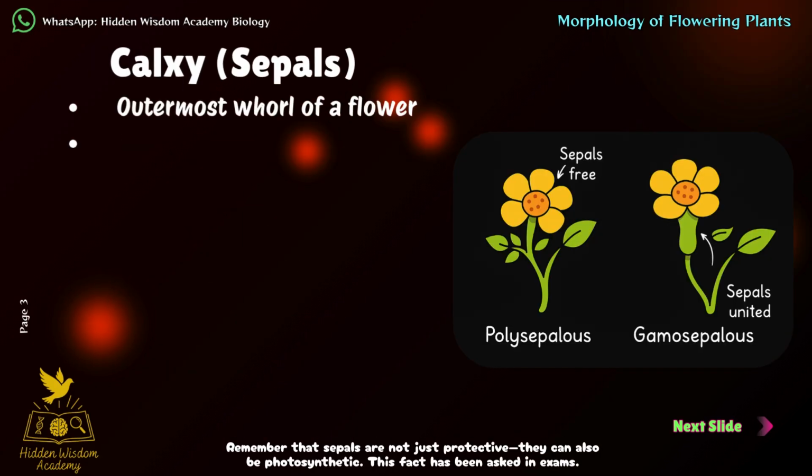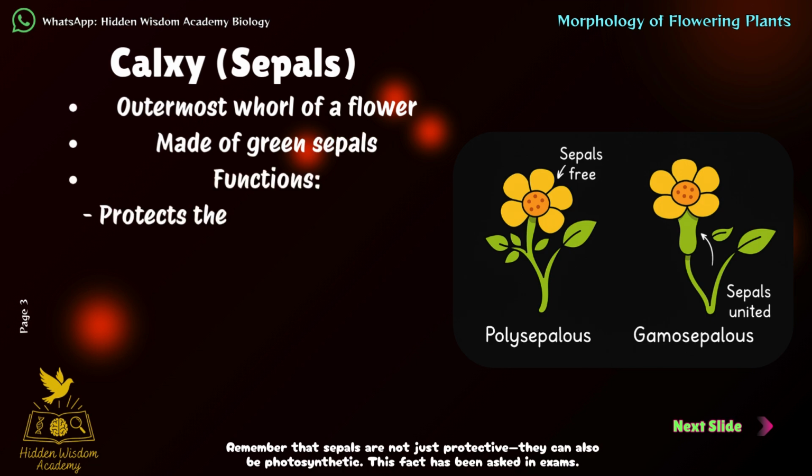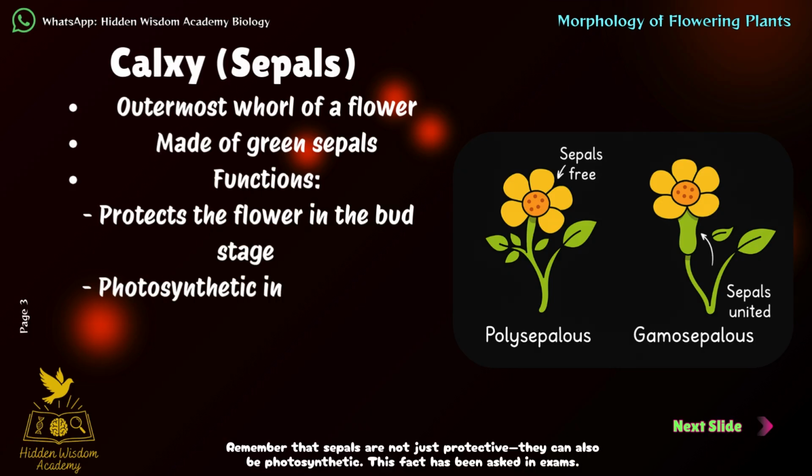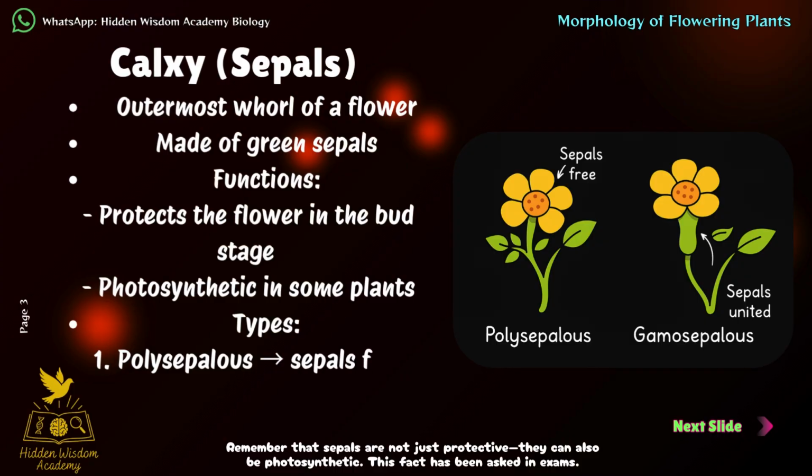Let's start with calyx. The calyx is the outermost whorl of a flower, made of sepals, usually green. It protects the flower in the bud stage and may also do photosynthesis in some plants. Sepals can be free, polysepalous, or joined, gamosepalous.